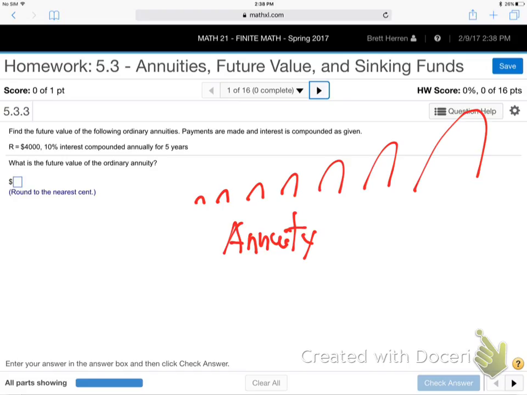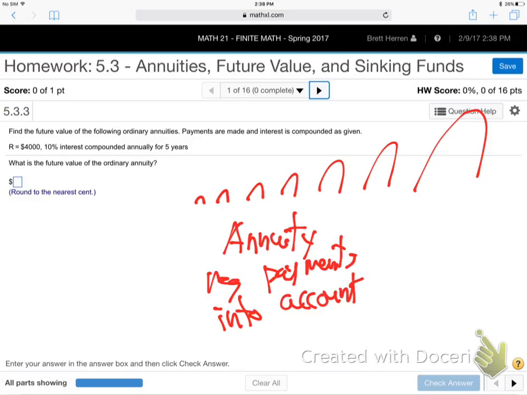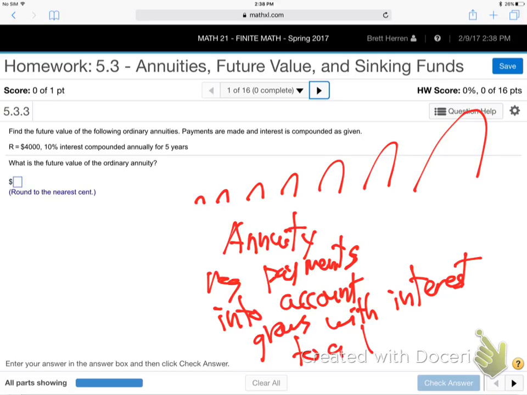If you set up regular payments from your bank account for vacation, or for college, or for buying a car, or for retiring, or whatever, those are all an annuity. So what an annuity is, is regular payments into an account that grows with interest to a large pile over time.